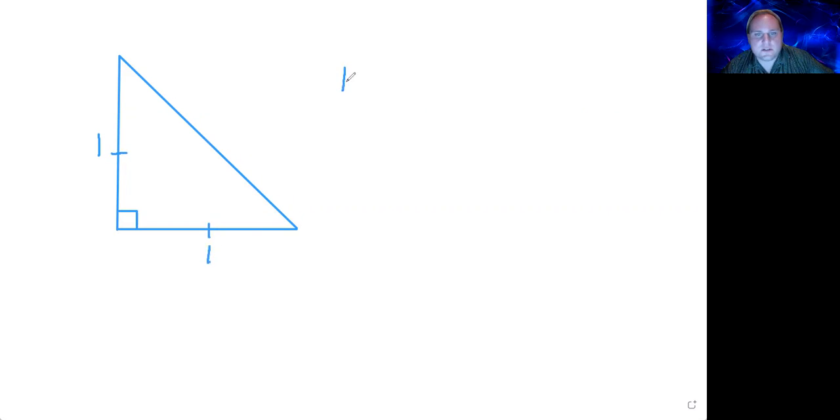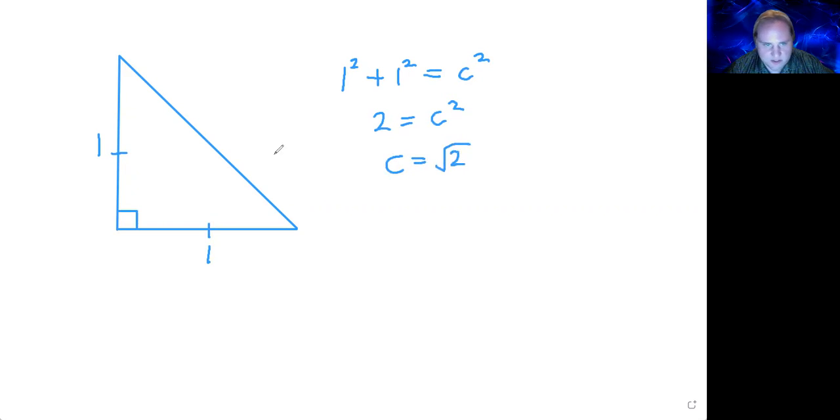Now, the Pythagorean theorem tells us that we should have leg squared plus leg squared equals hypotenuse squared. That's our c, that's the hypotenuse. So working this out gives us 2 equals c squared. And taking the square root of both sides, c equals root 2. If you want to solve problems dealing with special right triangles, this is not incredibly important, but it could help to understand where it comes from.